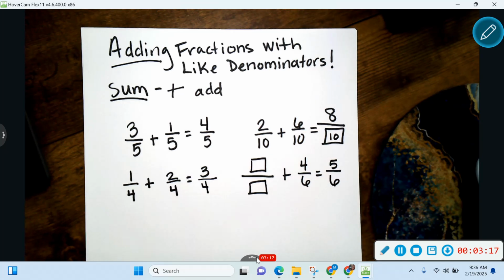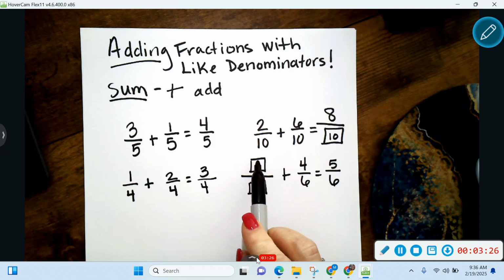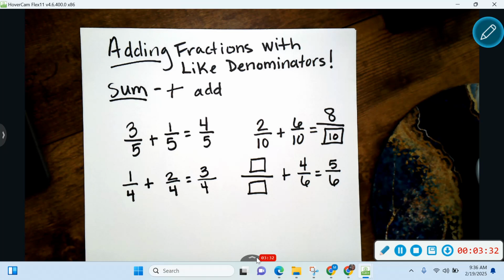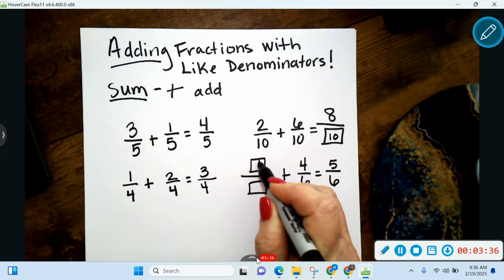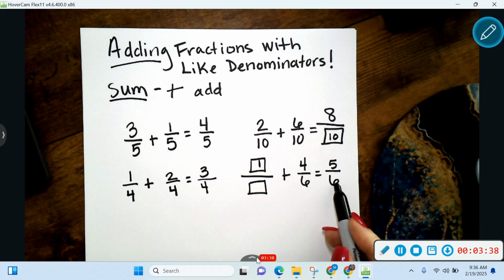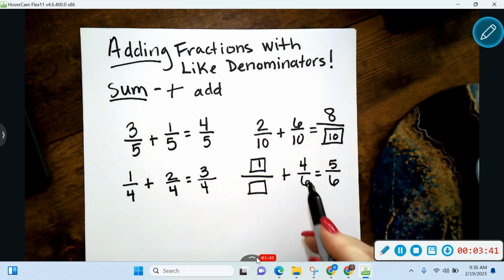So now we need to figure out what blank fraction plus 4/6 is 5/6. So going backwards, you could say, what plus 4 equals 5? 1. 1 plus 4 equals 5. And if the denominator is the same here and it's the same here, this is going to be the same.